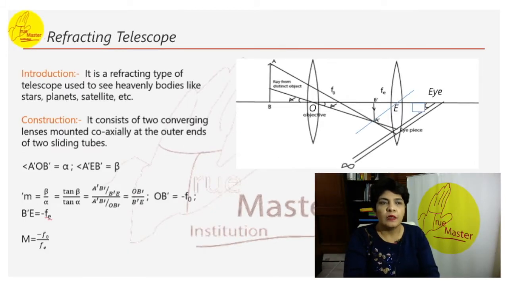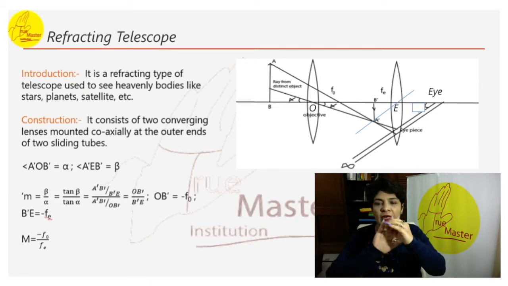Refracting telescope. Introduction. It is a refracting type of telescope used to see heavenly bodies like stars, planets, satellites. So what is this refracting telescope used for? It is used to see heavenly bodies like stars and planets. How is it constructed? It is constructed of two converging lenses mounted coaxially at the outer ends of two sliding tubes. So each sliding tube has one lens, and the sizes of the objective and the eye lens are almost equal.